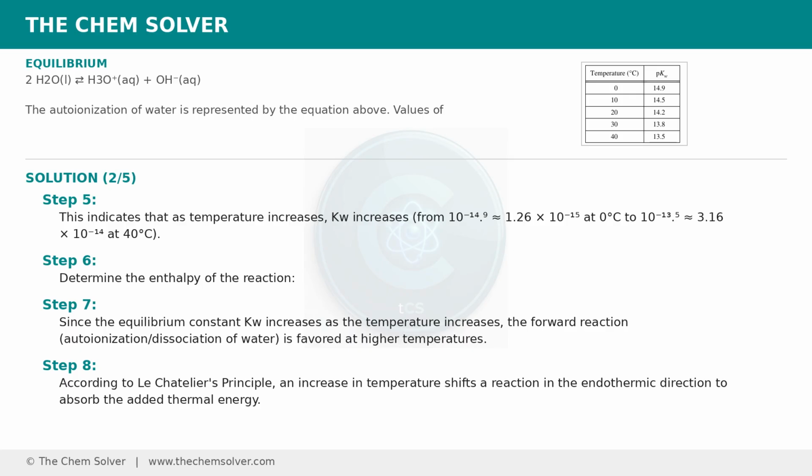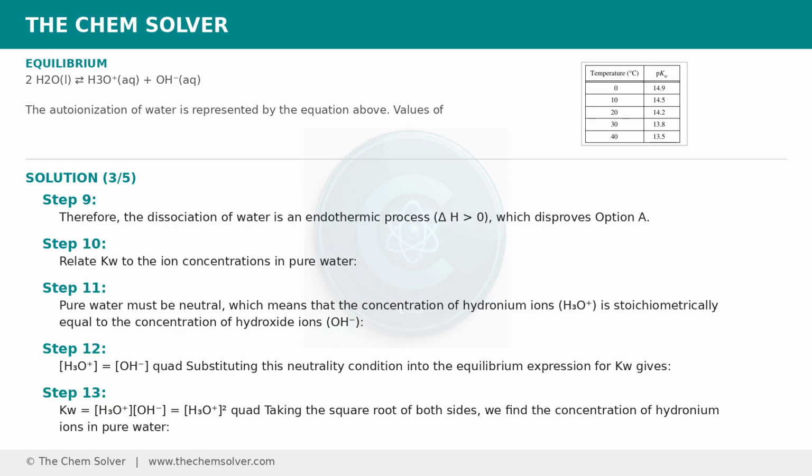Determine the enthalpy of the reaction. Since the equilibrium constant Kw increases as the temperature increases, the forward reaction, autoionization/dissociation of water, is favored at higher temperatures. According to Le Chatelier's principle, an increase in temperature shifts a reaction in the endothermic direction to absorb the added thermal energy. Therefore, the dissociation of water is an endothermic process, delta H greater than 0, which disproves option A.